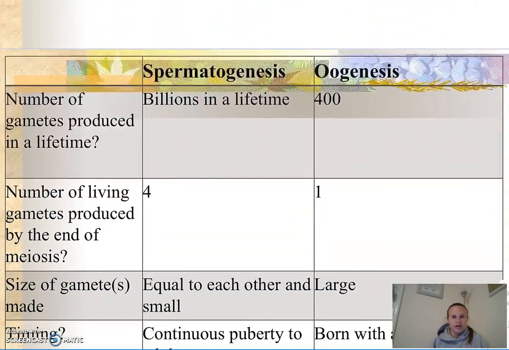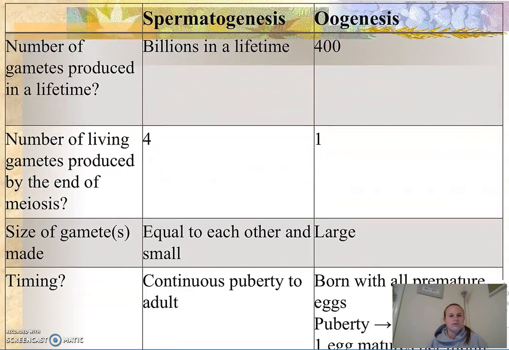So let's fill in a chart comparing spermatogenesis and oogenesis. Spermatogenesis, I produce billions of sperm. Men can make babies until the day they die. On the other hand, women only have a window of time, starting at puberty when she first gets her period and ending at menopause. Menopause is when she stops getting her period. She stops ovulating. So when females are born, they have approximately 400 gametes.